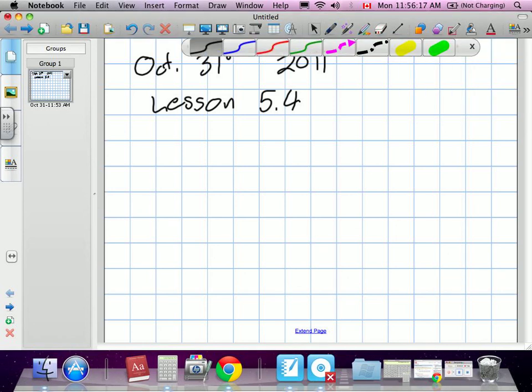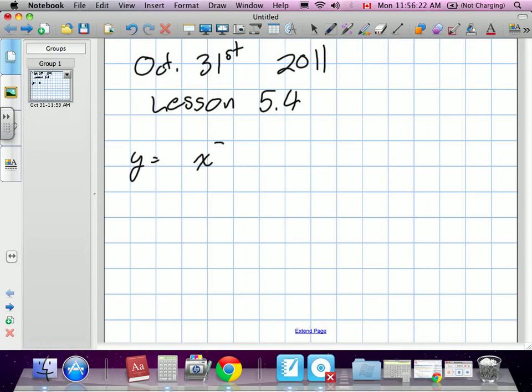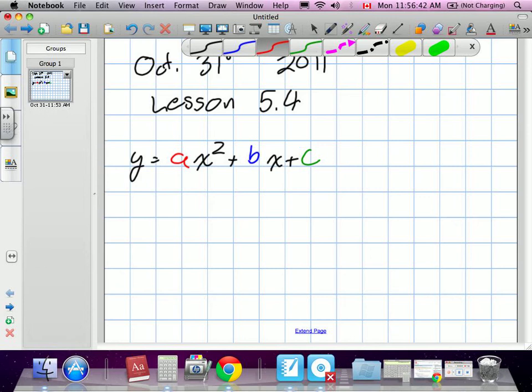Okay, today we're working on factoring the quadratic form of ax squared plus bx plus c. Now, in these methods, this is when a is a number other than 1. Okay? So this will be a little different today.